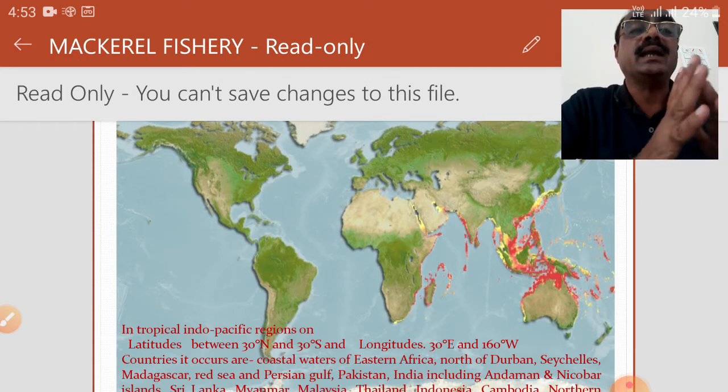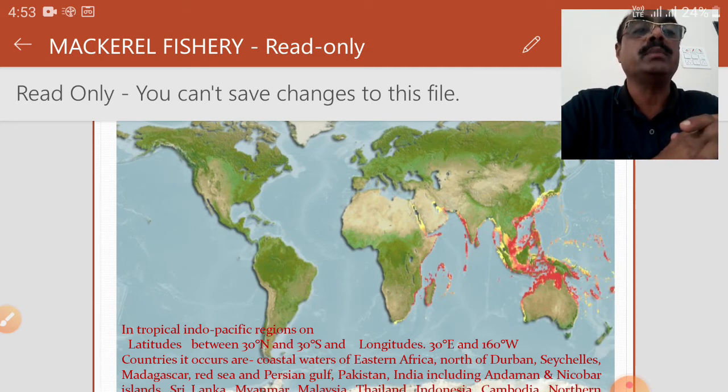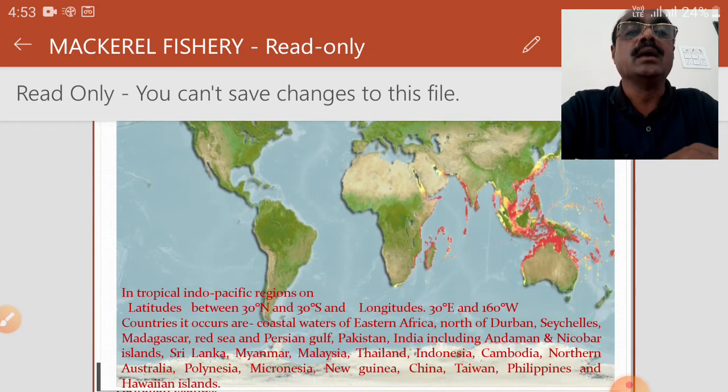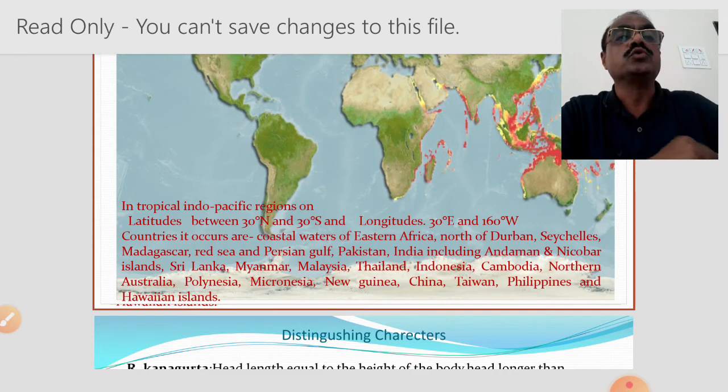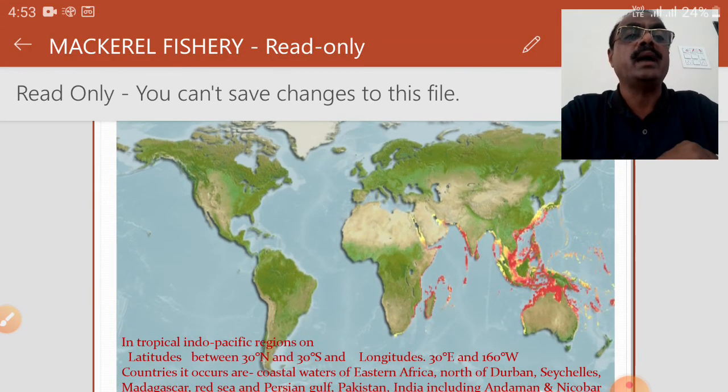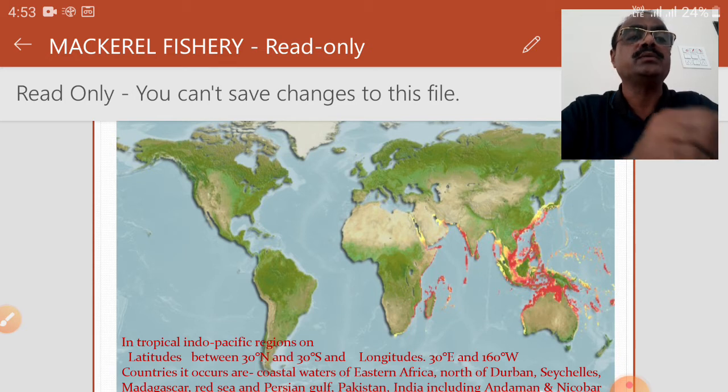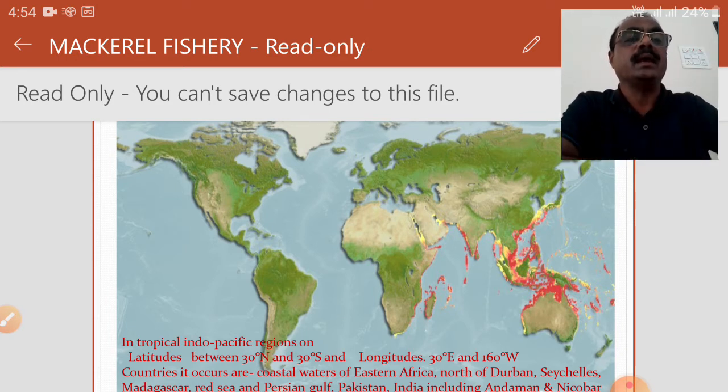The countries which occur in those areas are Eastern Africa, North Durban, Seychelles, Madagascar, Red Sea, Persian Gulf, then Pakistan, India, including Andaman and Nicobar Islands, Sri Lanka, Myanmar, Malaysia, Thailand, Indonesia, Cambodia, Northern Australia, then New Guinea, China, Taiwan, Philippines, and other countries. Look at the map, these reddish spots only indicate the occurrence of mackerel fish in sea water. This fishery is never found in America or elsewhere. It is totally restricted to a particular area. That's why its total contribution is 15% of total marine landing.